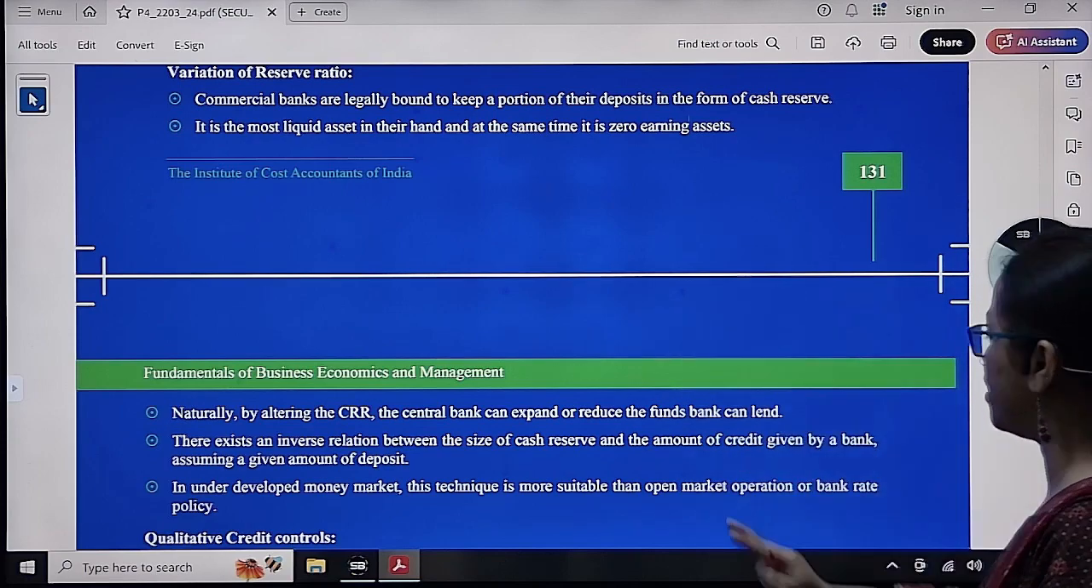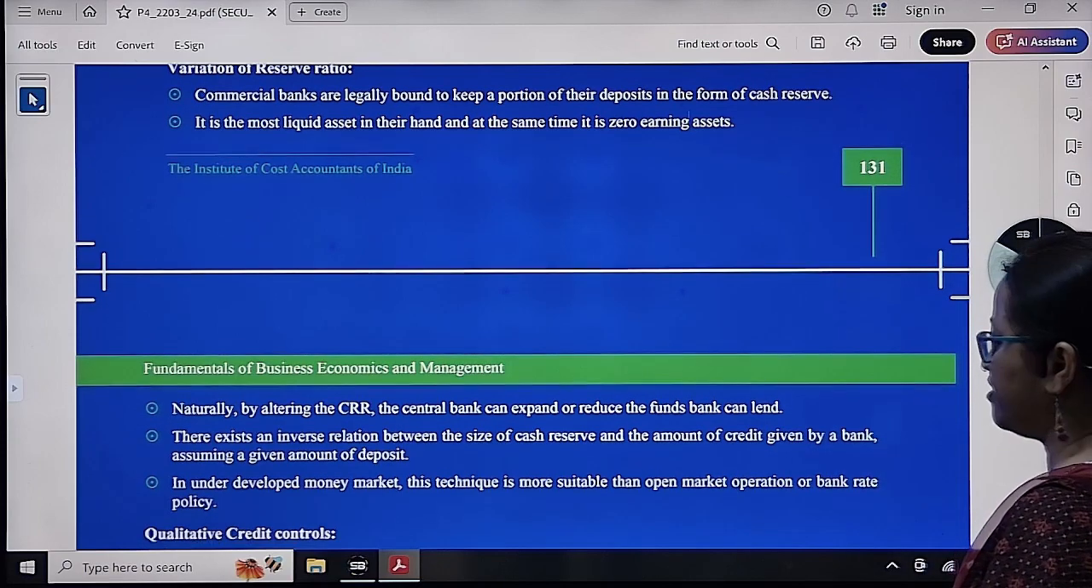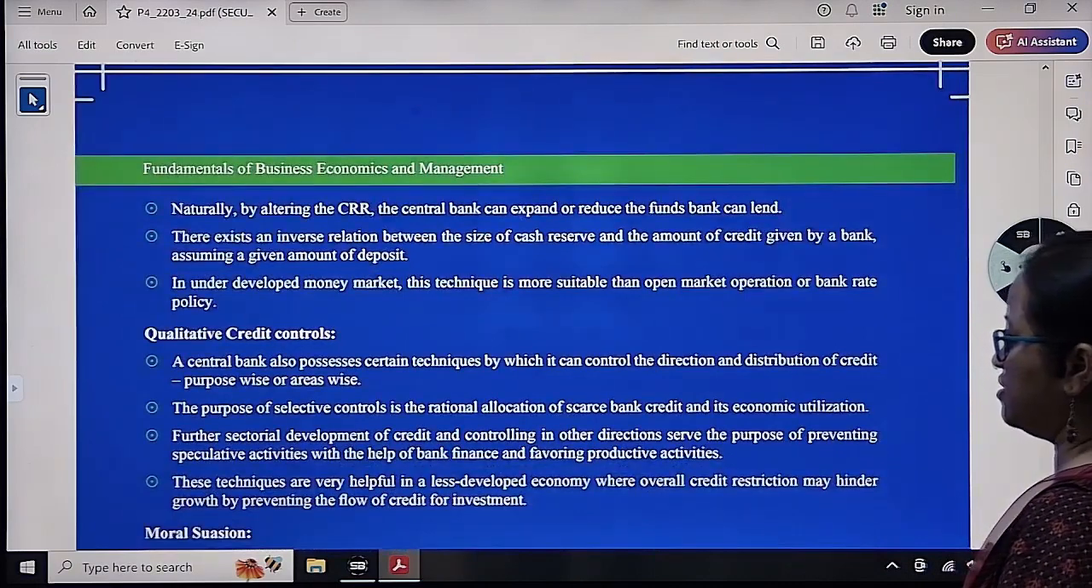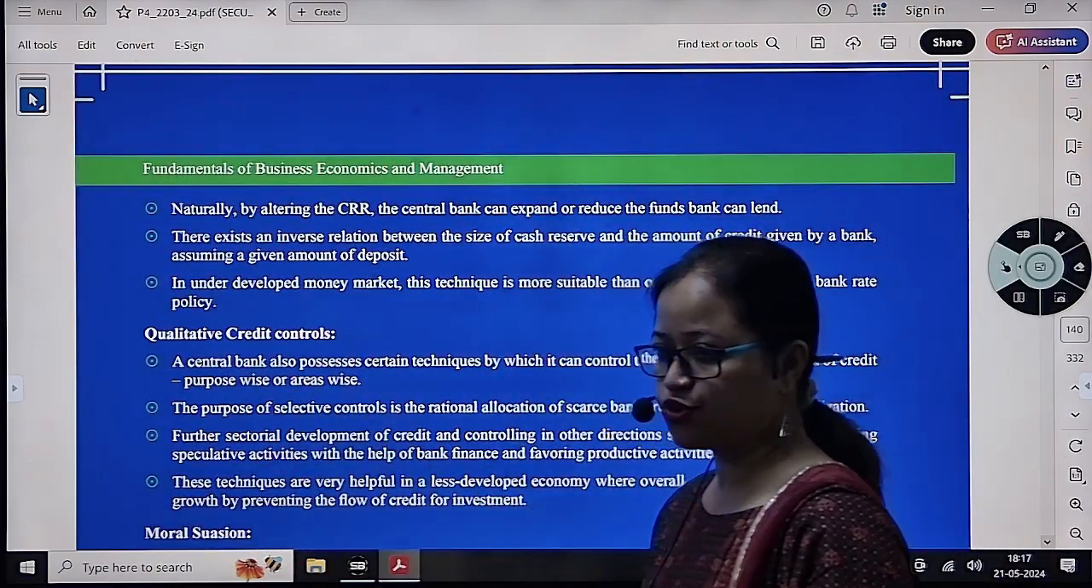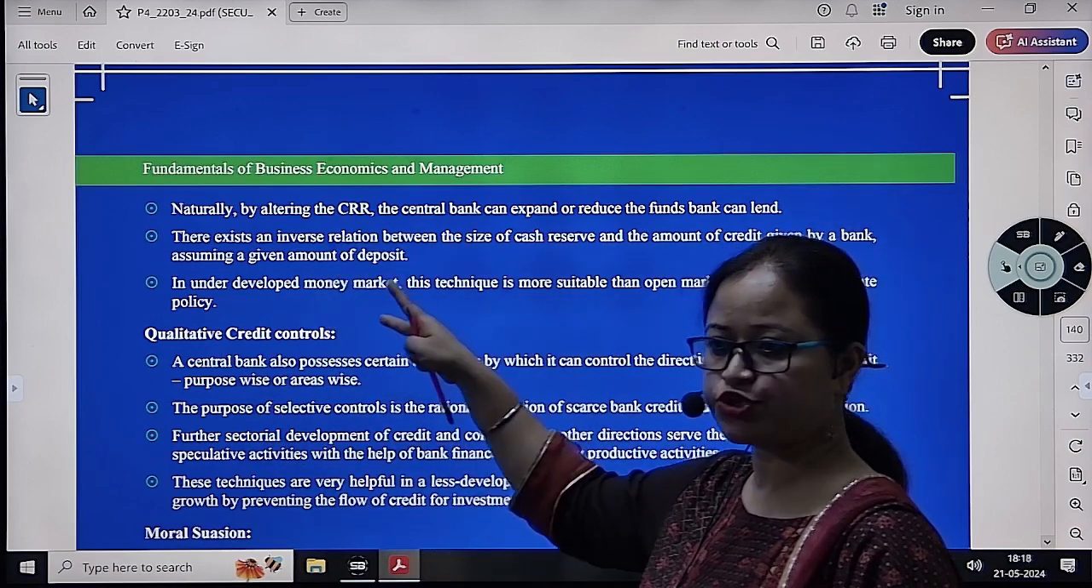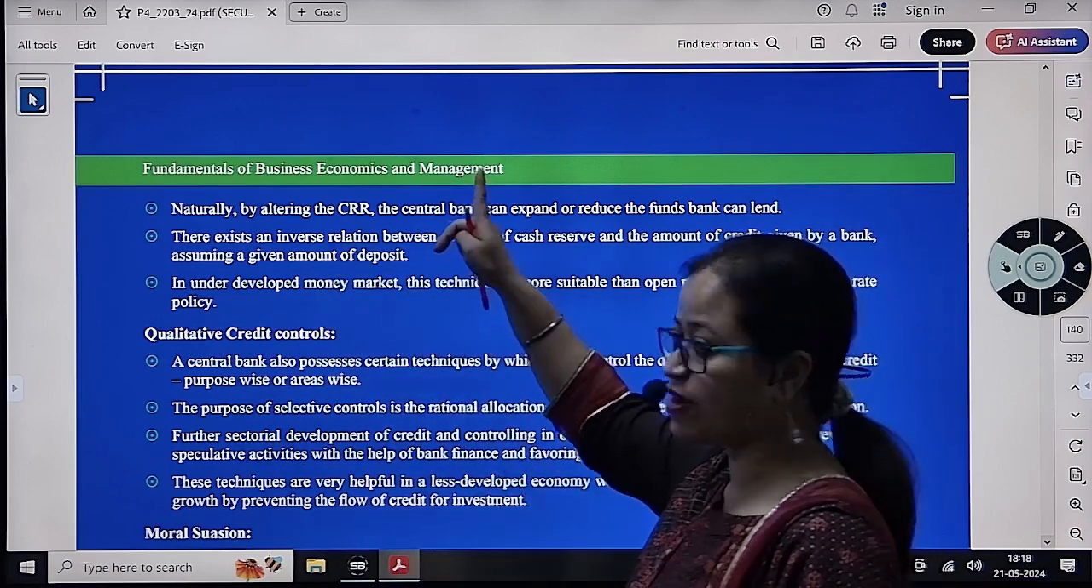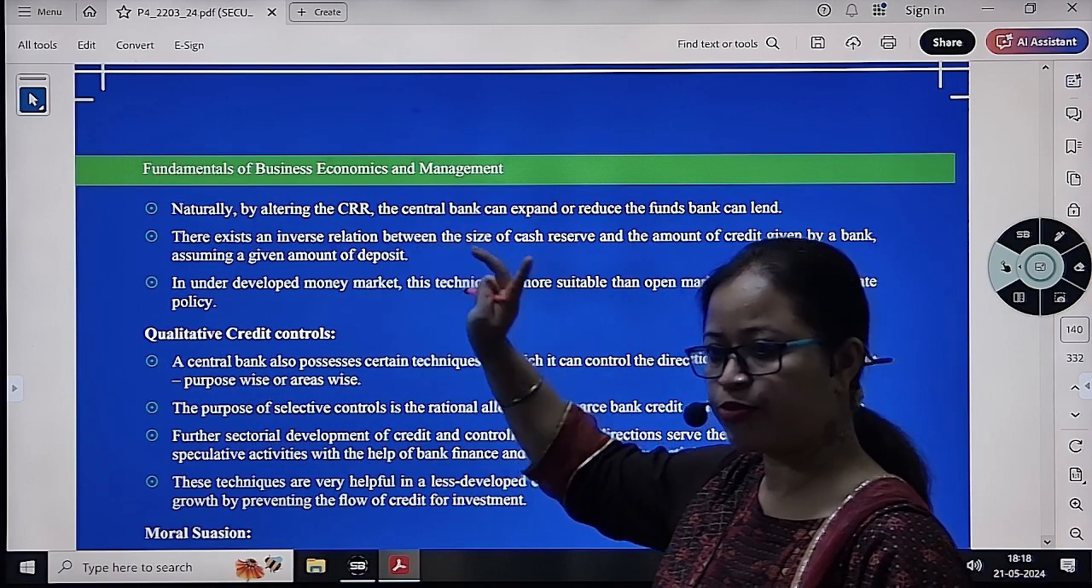Only these two points are given here. Now, qualitative credit control. Okay, so under quantitative, only two points are given here. One is CRR, another one is open market operation.